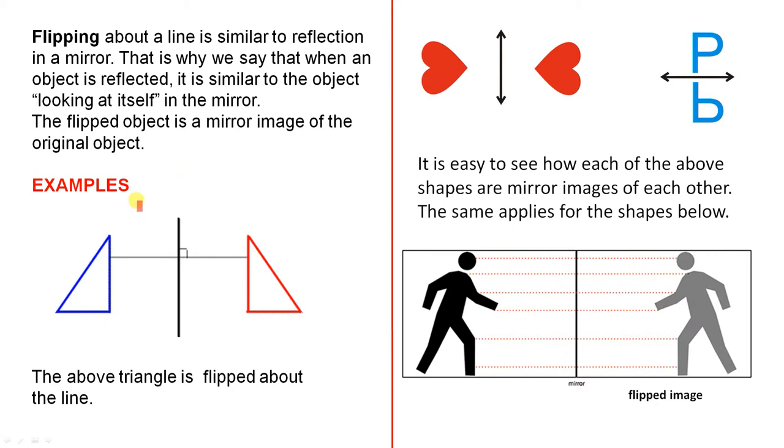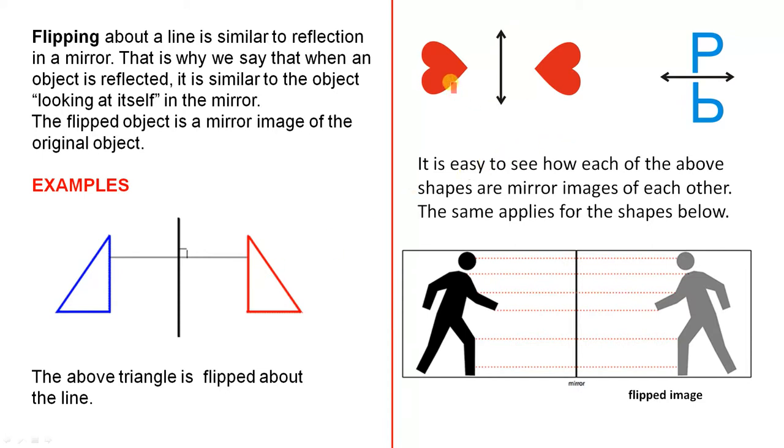So let's look at some examples. The above triangle is flipped about the line. So this original triangle here, imagine that's a mirror. If it looks at itself in the mirror, that's what it sees on the other side. Okay? So that's what flipping is all about. If you find it difficult to understand, just think of the object looking at itself in the mirror.